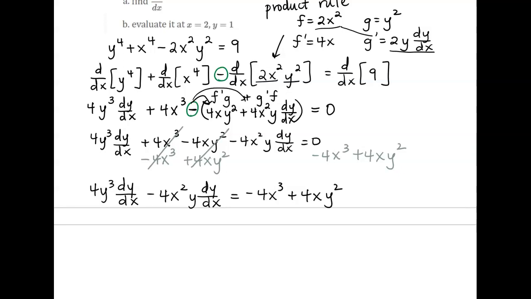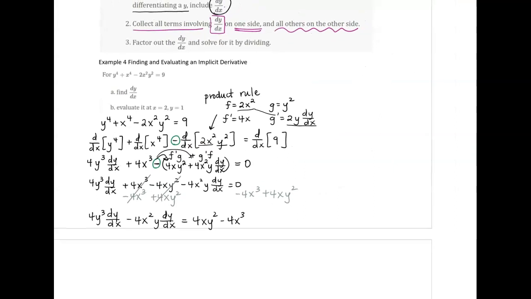And you could rearrange the terms on the right side if you wanted to, so we're not seeing that negative term first. We could write the 4x y squared minus 4x cubed. Either way is fine. So now we've done step 2. We have all the terms that have dy/dx on one side of the equation, and then all the terms with no dy/dx are on the other side of the equation. So now we're on to step 3 that tells us to factor out the dy/dx.